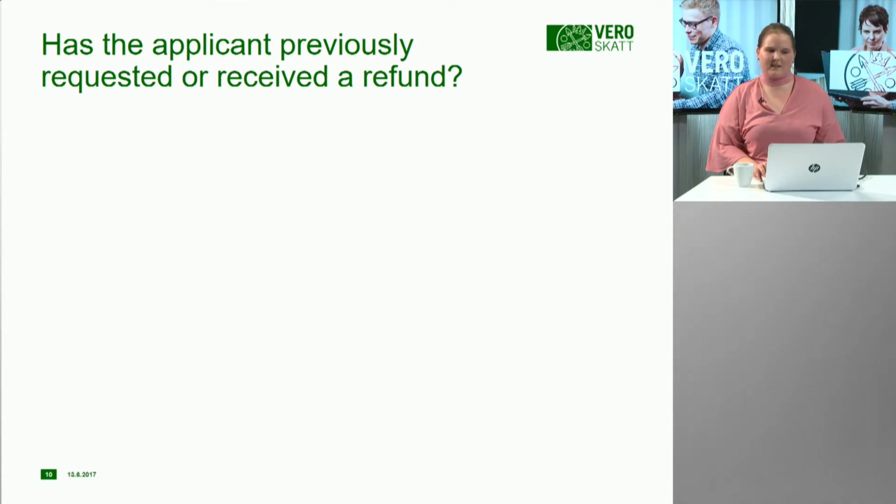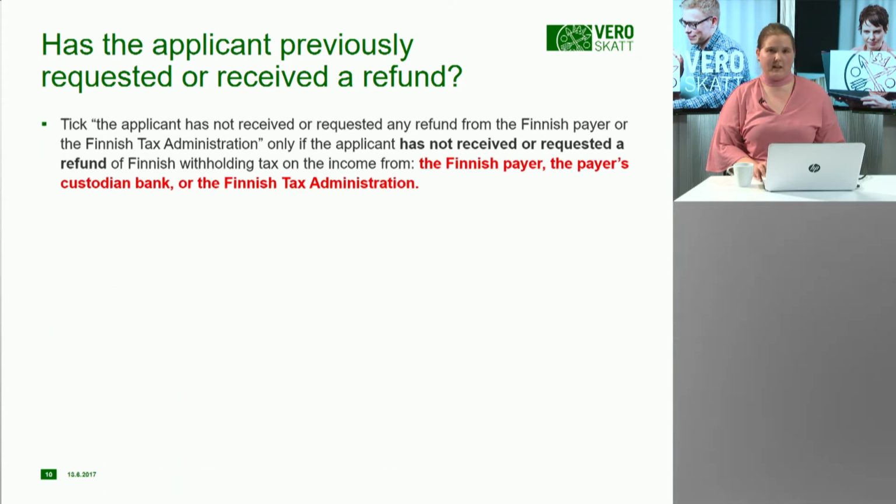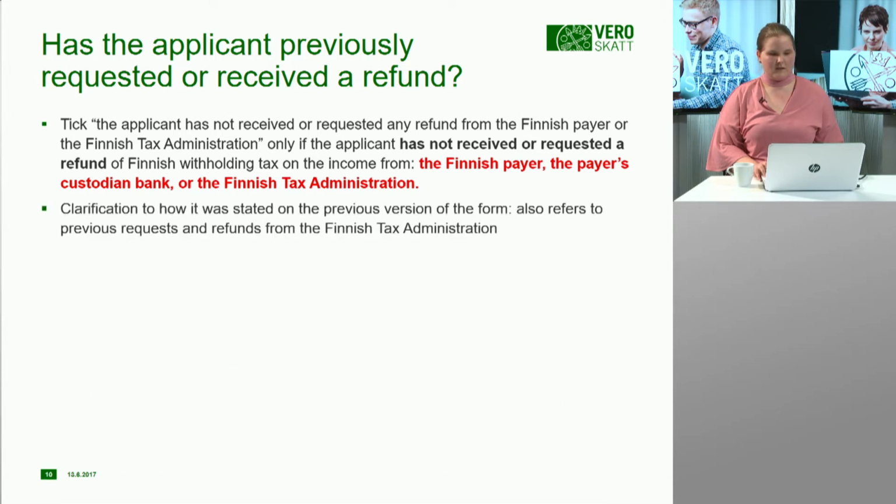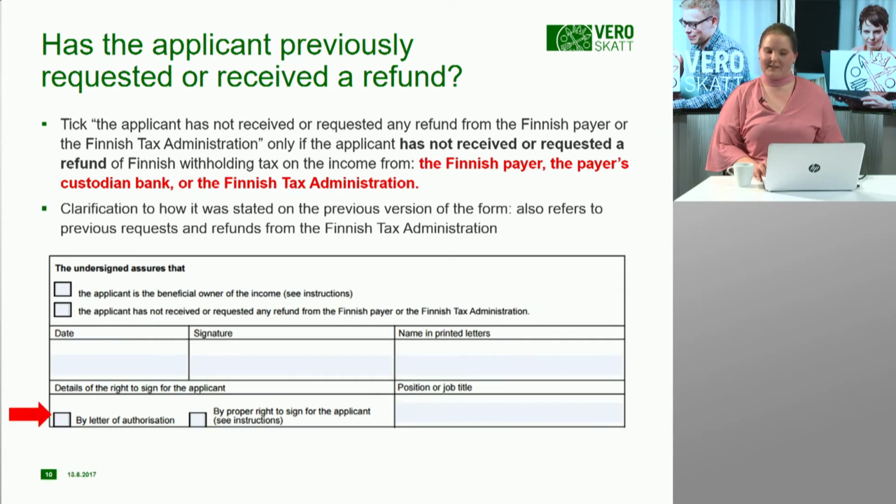Now, has the applicant previously requested or received a refund? So as you know, we did have this question already on the previous form, but now we just tweaked it a little and changed a few words, so that now we are also asking you whether you have received or requested a refund from the Finnish tax administration. So again, tick the box if the applicant has not received or requested any refund from the Finnish payer or the Finnish tax administration. And again, it's this little box here, so that's all you need to worry about for this question.